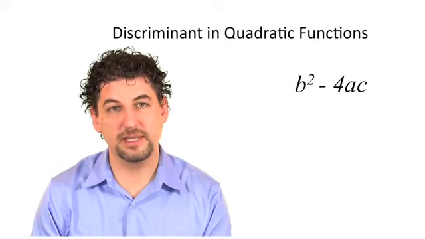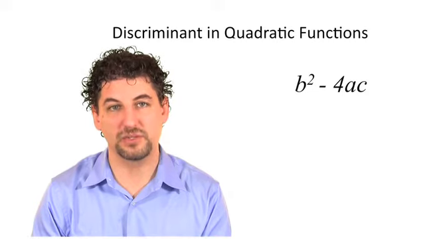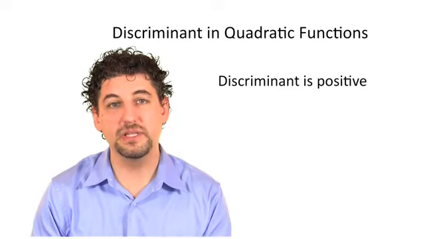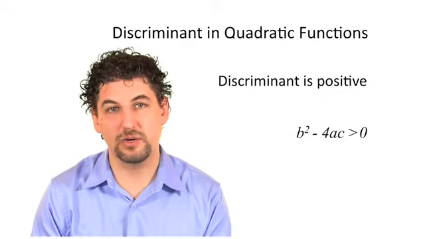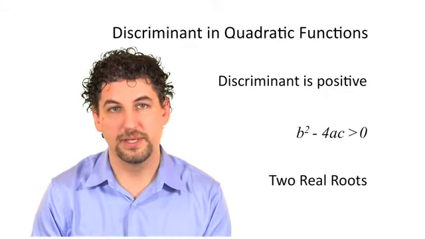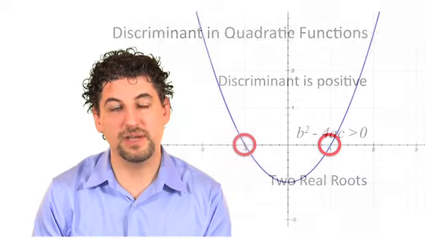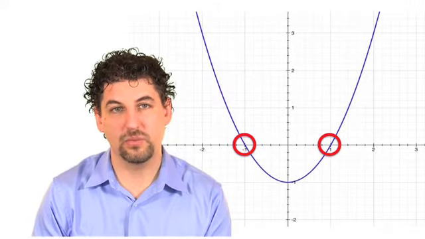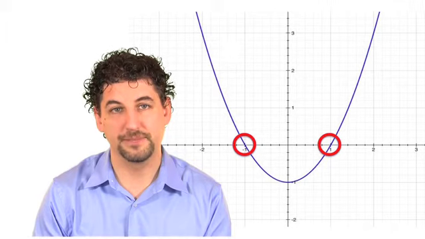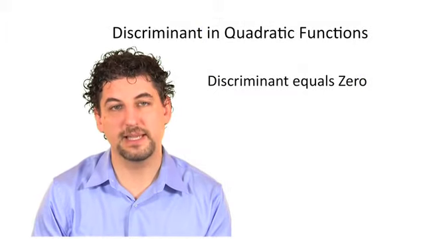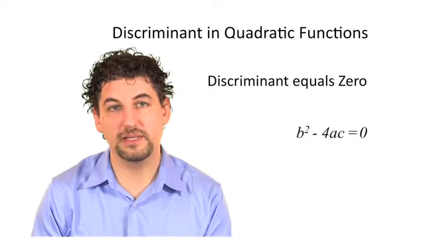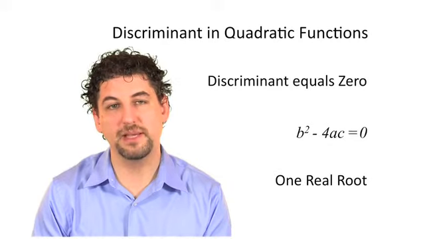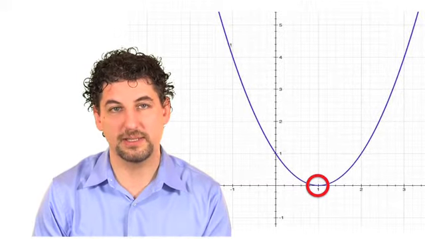And you can tell different things based on the value of the discriminant. For example, if the discriminant is greater than 0, then it's positive, and that means that there are two real roots. Now, graphically, this means that you've got a parabola that intersects the x-axis at 2 points. If the discriminant is equal to 0, then that means that the parabola is going to intersect the x-axis at just 1 point. You probably have a double root in this particular case.